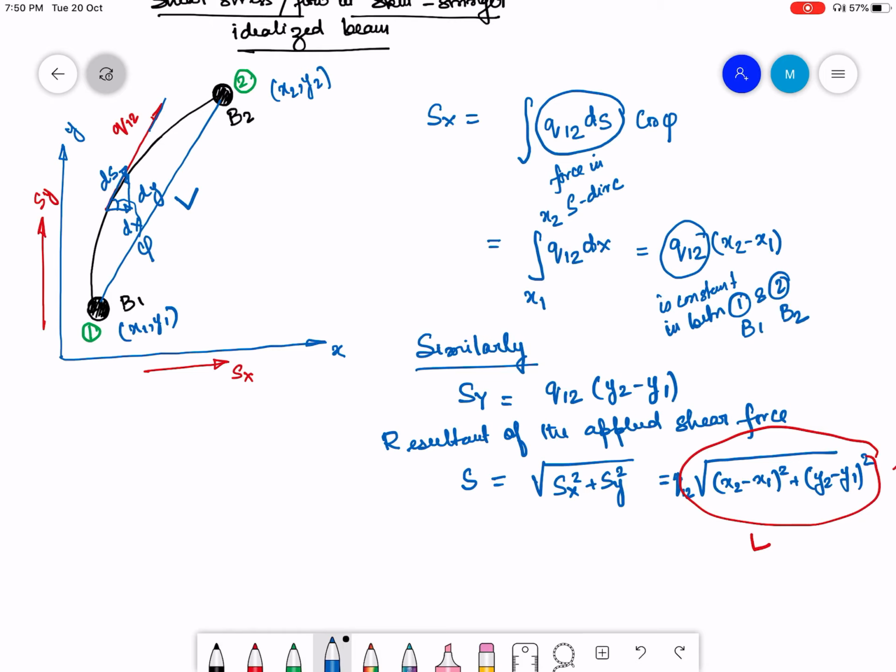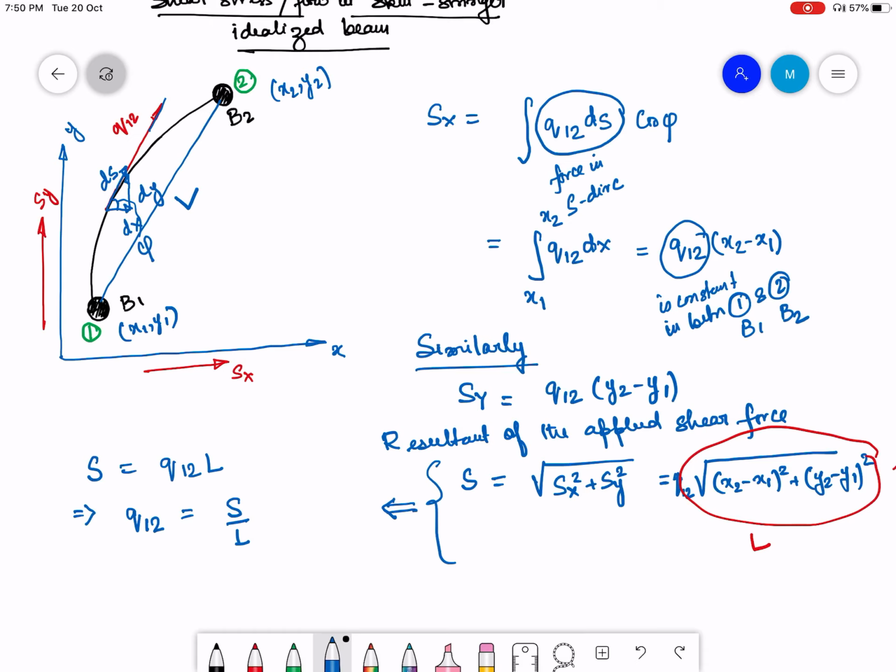Therefore, the neat result that I get out of this is that S, the resultant, is equal to q12 into L. So if I know the resultant of the shear forces, then the q12, or the shear flow that will develop in the curved portion between two booms, is going to be S by L.